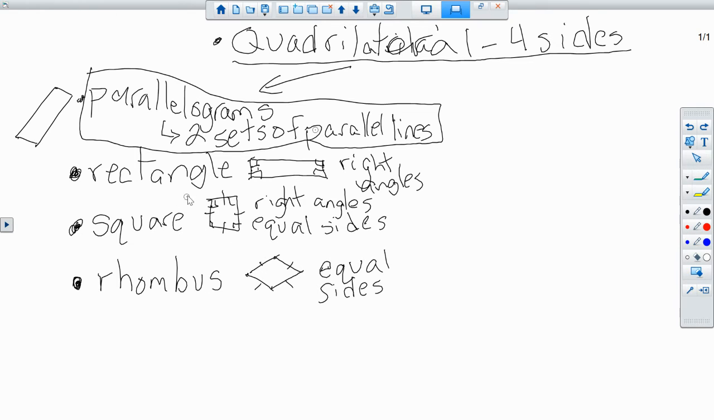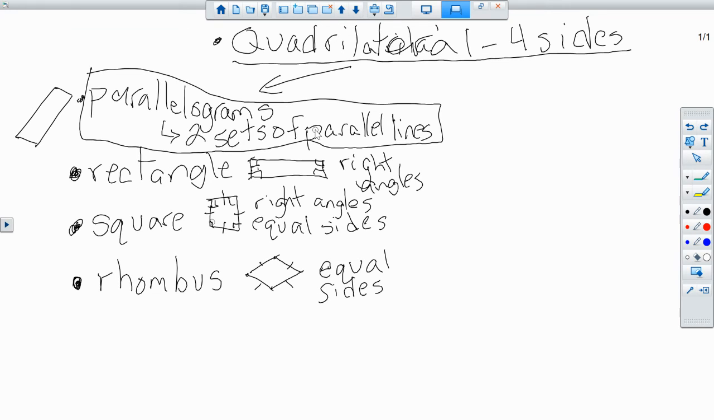A square is a rectangle because a square has four right angles and it's a parallelogram. But a rectangle isn't necessarily a square because all the sides aren't equal in a rectangle. So a square is a rectangle, but a rectangle is not always a square.